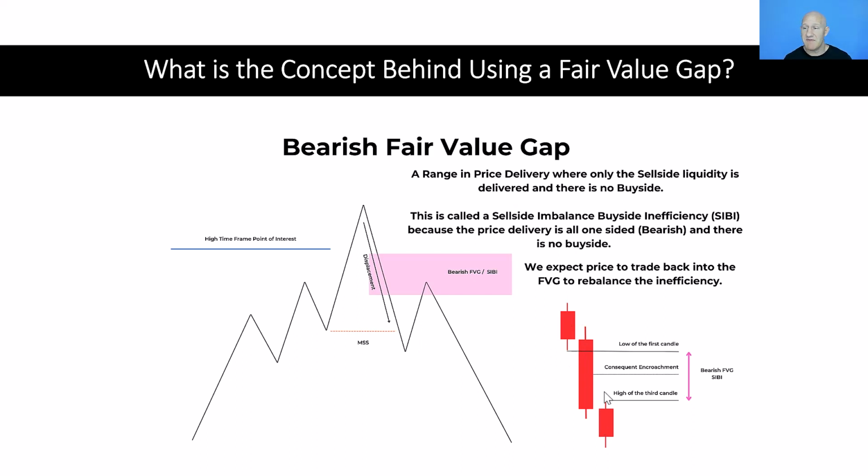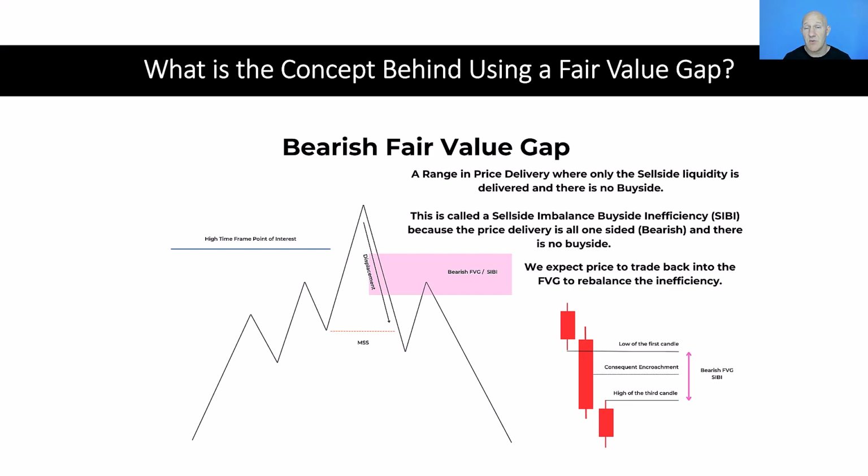Now, a bearish fair value gap is a range in price delivery where the sell side liquidity is delivered and there's no buy side. So you'll often hear this referred to as a SIBI, so a sell side imbalance, buy side inefficiency. And so all that means is that there's only sell side being delivered, there's no buy side. And so you'll recall this is the same underlying concept that we covered in the liquidity void video.